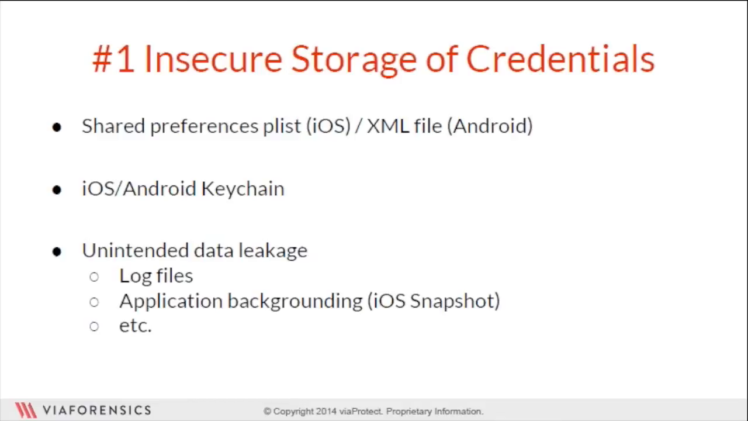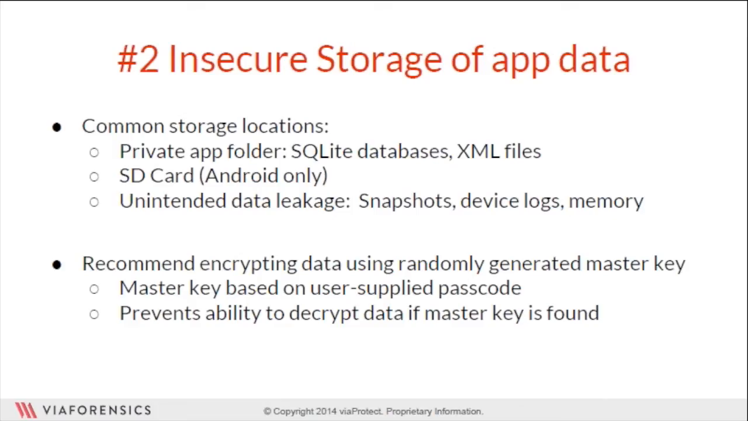Other areas that we could potentially find credentials fall under the OWASP Mobile Top 10 category of unintended data leakage, which can include system log files, application backgrounding, snapshots, as well as other areas. The second one on our list here is insecure storage of app data in general.